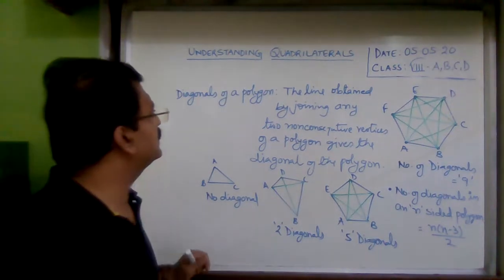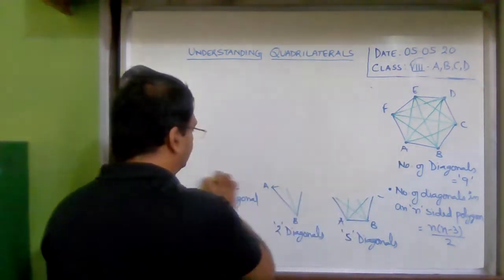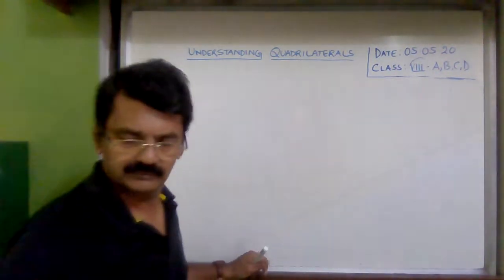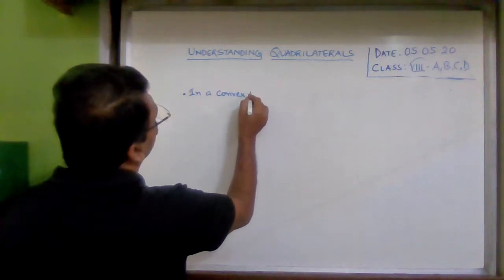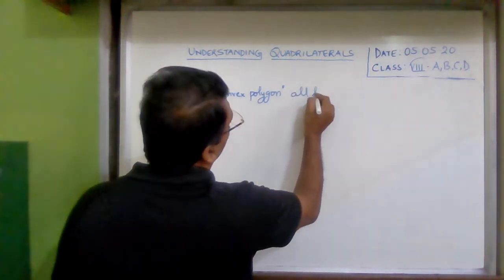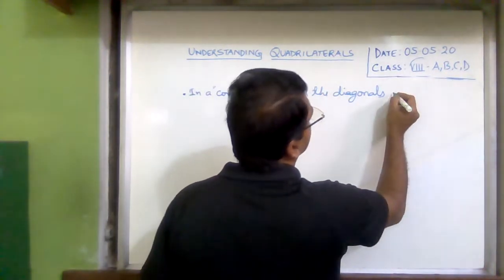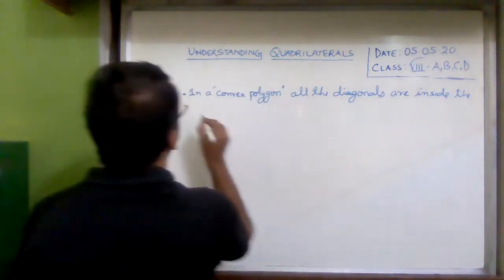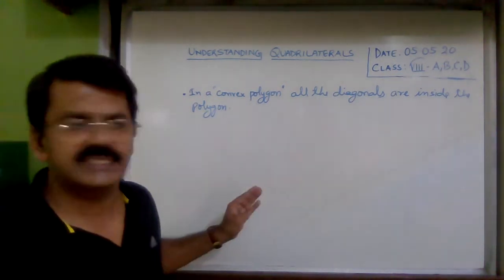Okay. A very interesting fact about the diagonal and the convex and concave polygon is like this. In a convex polygon, all the diagonals are inside the polygon.